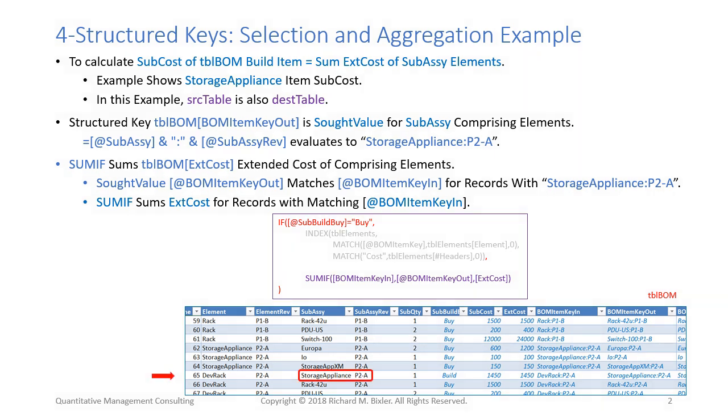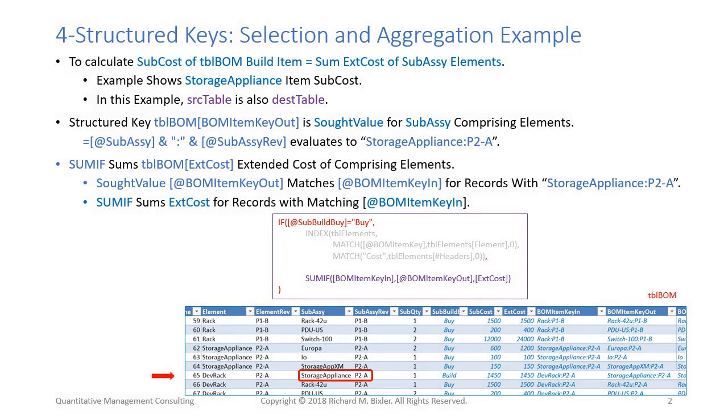Line 65 is the first of several lines, 65, 66, and 67, listing subassemblies in column subassembly, comprising a dev rack deliverable element that may be allocated. Line 65 says that a dev rack rev P2A contains a subassembly called storage appliance rev P2A. Lines 66 and 67 specify other kinds of subassemblies needed as well for a dev rack P2A.